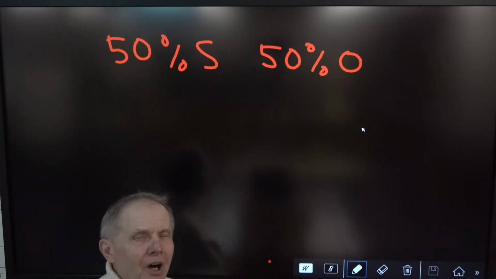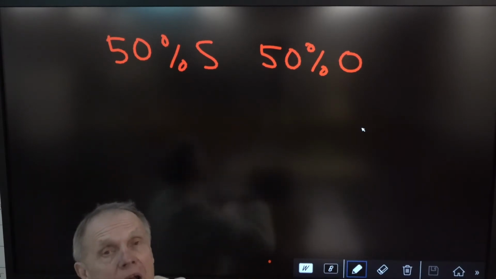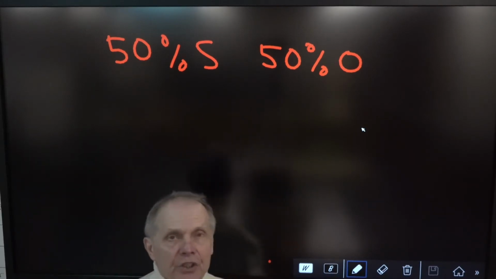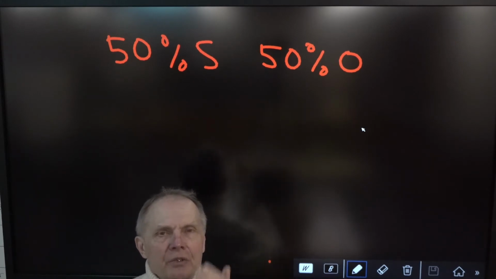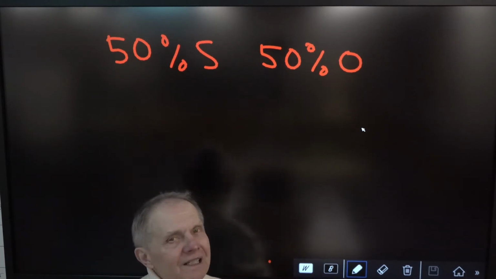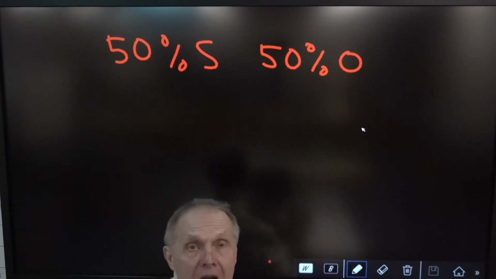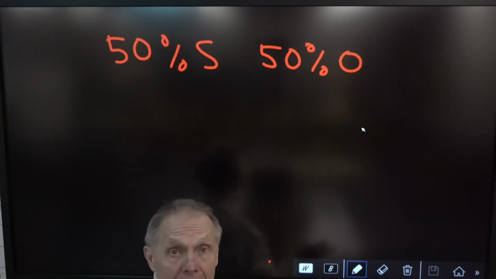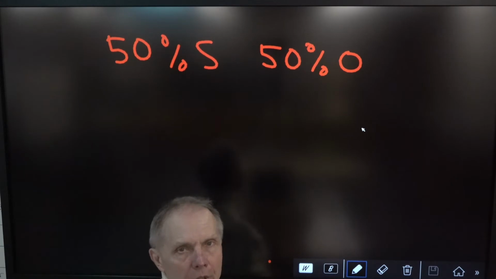Now, this is a little bit of a trick question. 50% of this empirical formula is sulfur and 50% is oxygen. And then a lot of my students go, oh, that's 50-50, then the empirical formula has to be SO. No, it's not, because sulfur and oxygen do not weigh the same. If they were to weigh the same, then it would be just SO.